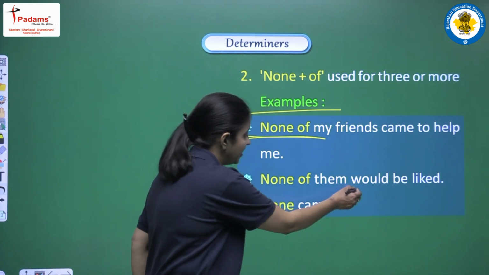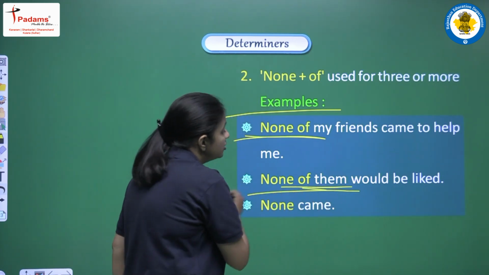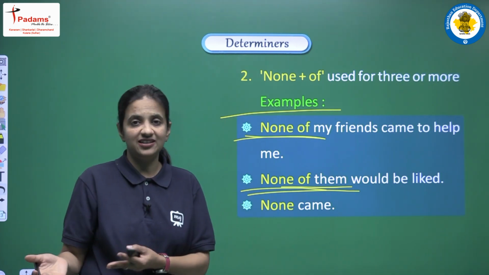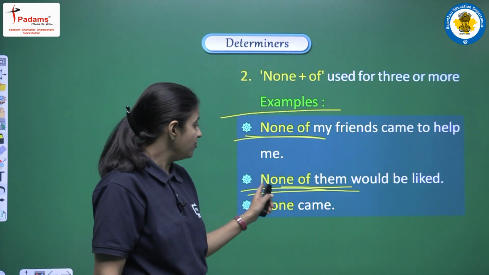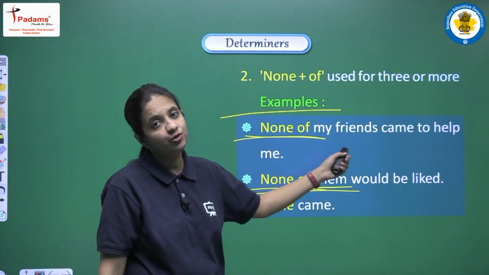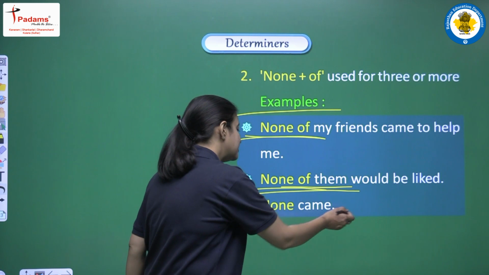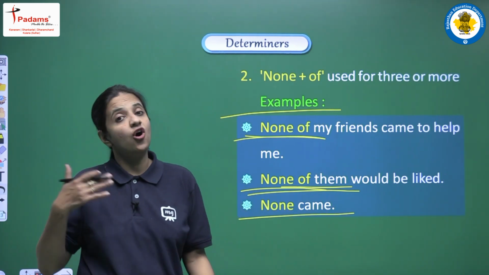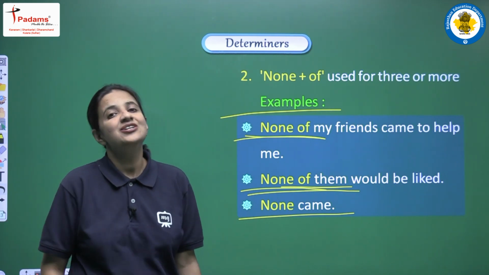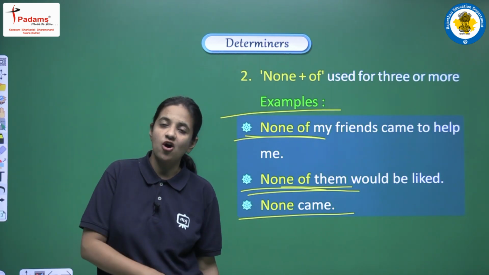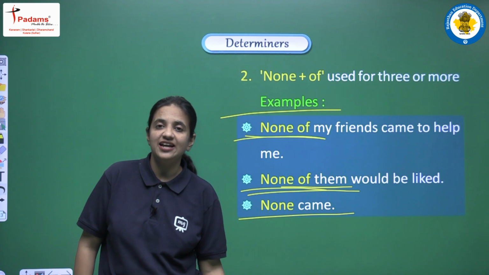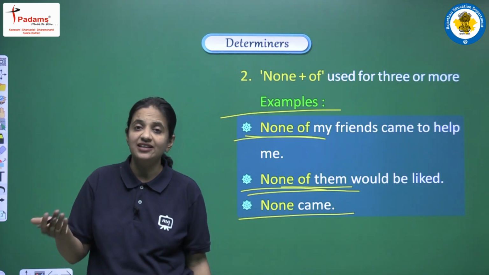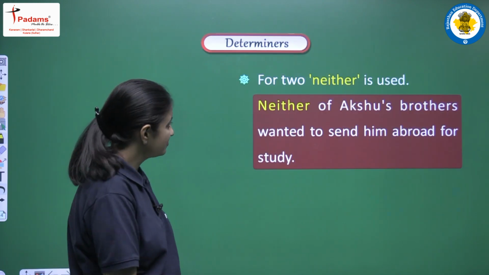Second one is none of them would be liked. Again in that group when we are talking about them, there are at least three people, three or more than three. So now we are saying that none of them would be liked. Similarly if we are saying that none came, again we are talking about at least three or more than three people. So when we are using none plus of in a sentence, that means in that group there are at least three people, or more than three people.